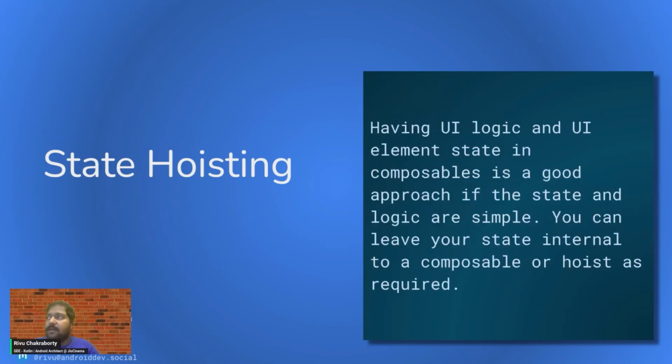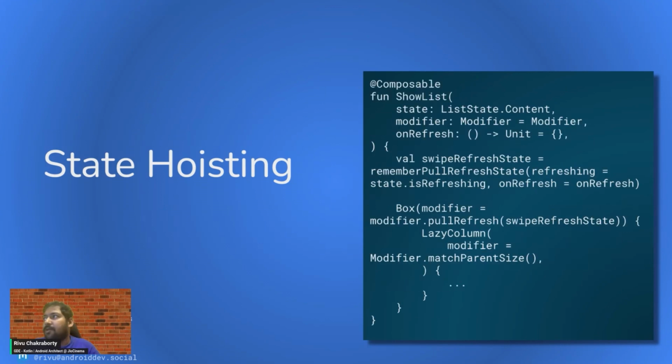So you can either leave the state internal to the composable, like what we are doing here. Here we have a swipe refresh state, and we are keeping that state within the composable, and that composable will appear as a stateless composable to whichever composable is using this show list. So swipe refresh state is maintained by the show list composable only, and whenever swipe refresh is triggered, it triggers an on refresh function, and that is basically a stateless composable, right?